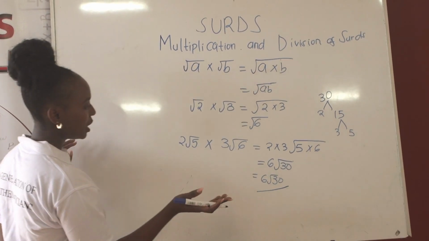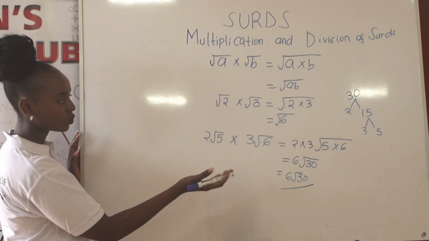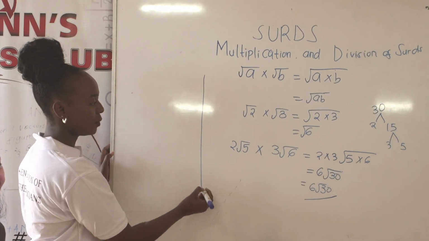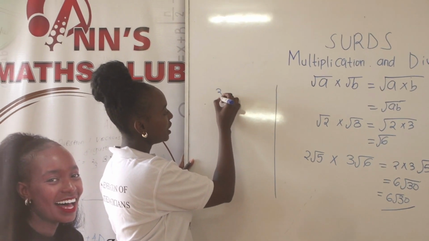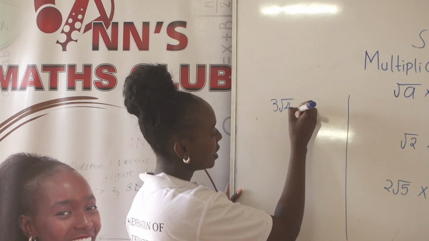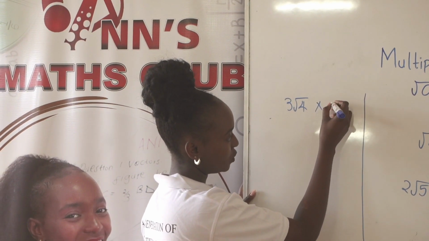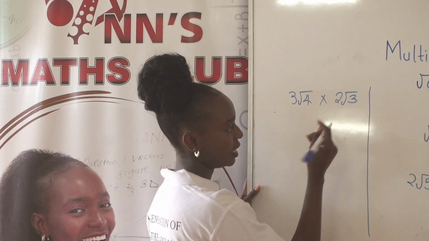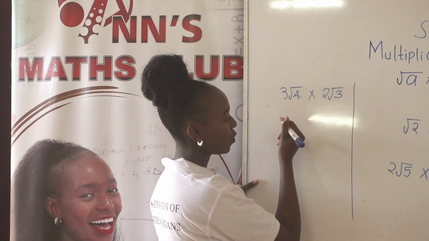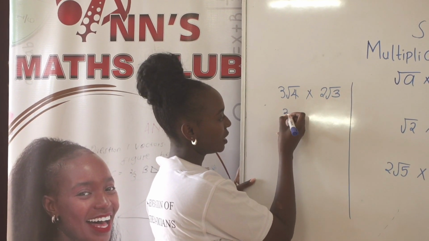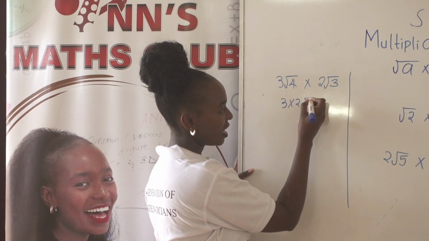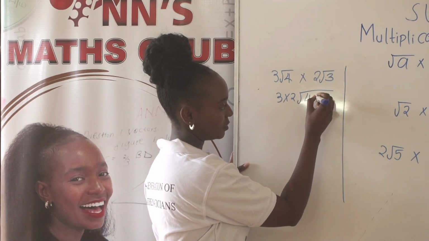For example, if it was a separate question, maybe we have 3 root of 4 times 2 root of 3. So we take 3 times 2, the ones outside, then the root of 4 times 3.